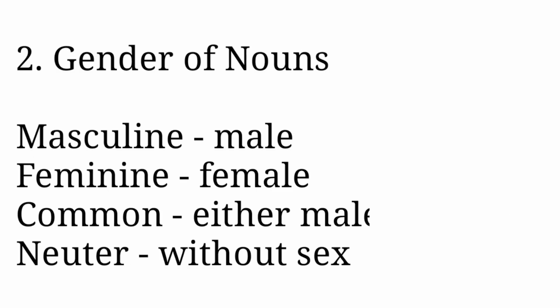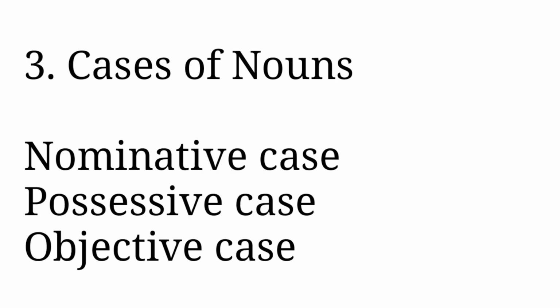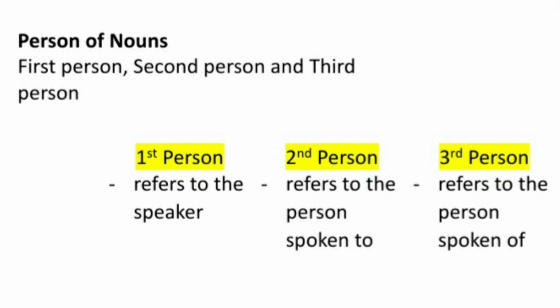In gender of nouns, this is the property of noun which distinguishes sex. There are four genders: the masculine, the feminine, the common, and the neuter. Masculine, for males; feminine, for females; common, either male or female; neuter, noun without sex. For cases of nouns, we have three types: the nominative case, the possessive case, and the objective case.